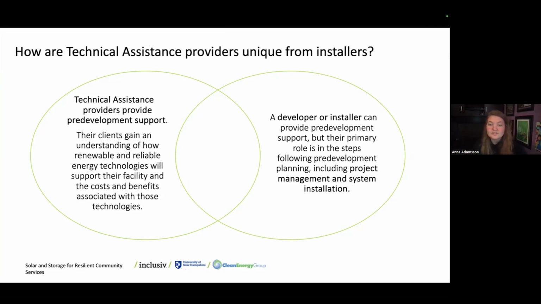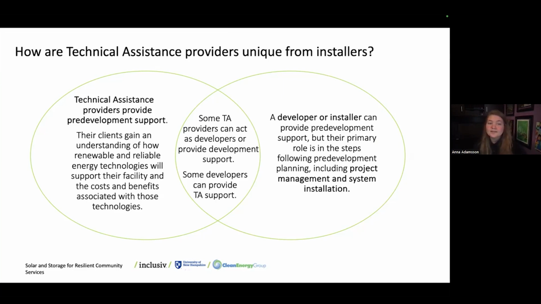A developer or installer, on the other hand, works more on the project management side of things and actually when the system gets installed. Now, a technical assistance provider can provide support during the project development process, and a developer or installer may also provide earlier support in the pre-development process. So both roles can overlap, but their primary roles are different.